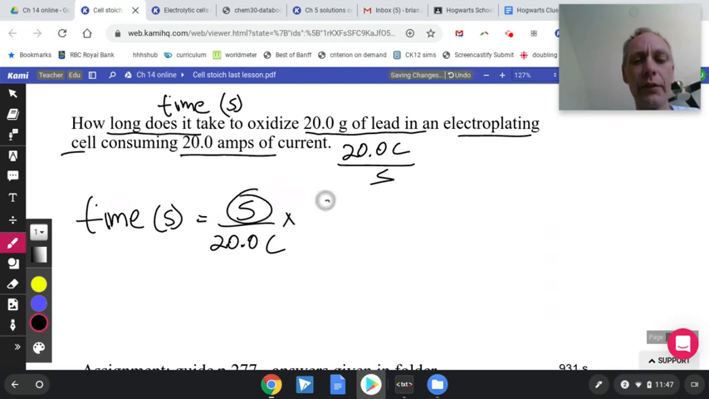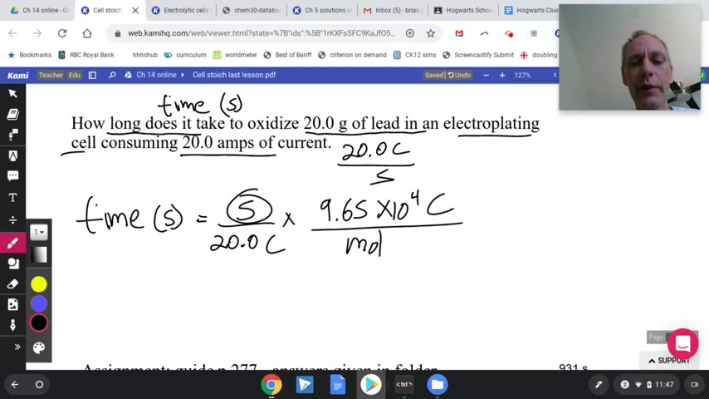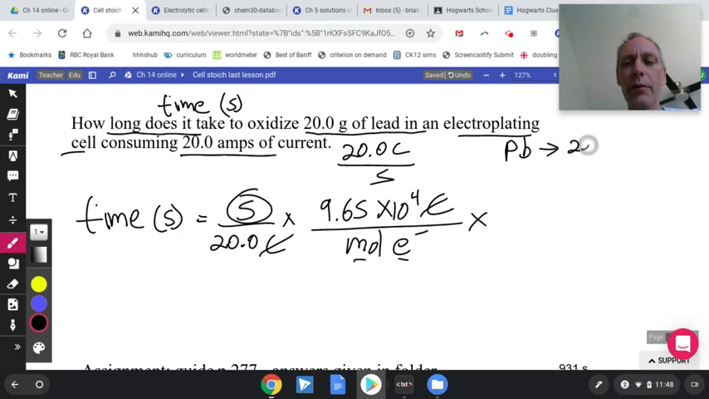I'll need Faraday's constant, and this time we're leaving it the way it is, not flipping it, so that I have coulombs on top, moles of electrons on the bottom. Okay, coulombs are gone. So now I've got to get rid of my moles of electrons. So for electrons, I'm going to need the half reaction. This is lead oxidizing, so oxidation is a loss. So Pb loses 2 electrons to become Pb2+. So that's 2 electrons on top for every 1 Pb solid.